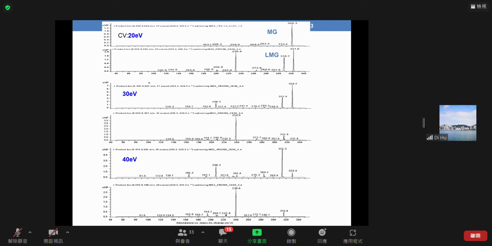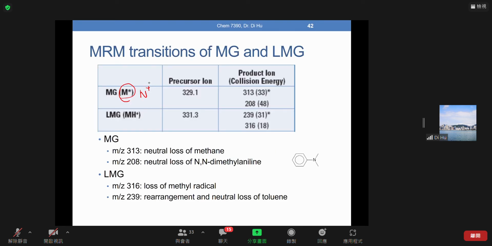So the precursor ion is the molecular weight, which is 329.1. It can produce two pairs. Say the first one is 313, and the other one is, let me see, 208. And this one is leucomethyl green. For leucomethyl green, the precursor ion is M+1. Why? Because itself is not ionized. Itself is a neutral compound, so it's protonated in ESI. That's why it's M plus 1.